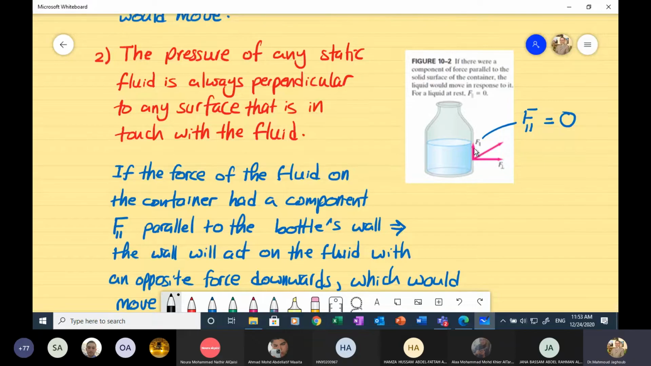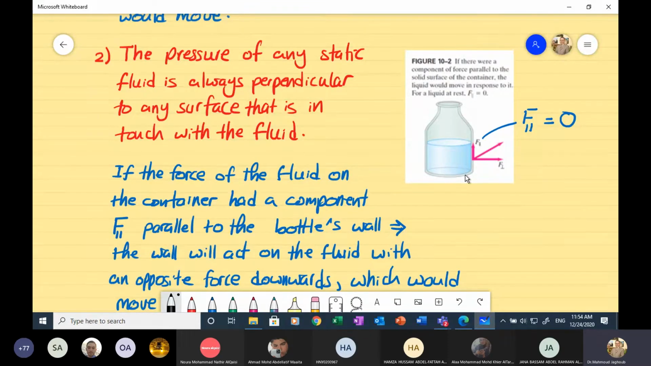This means that you can never have a component of that force parallel to the wall. So the force must be what? Must be perpendicular to the wall. If you did not quite get this, think about it at home, or just know that the pressure of a liquid that is static inside a container, that pressure is perpendicular to the wall, which means that the force of the liquid on the wall is perpendicular to the wall.